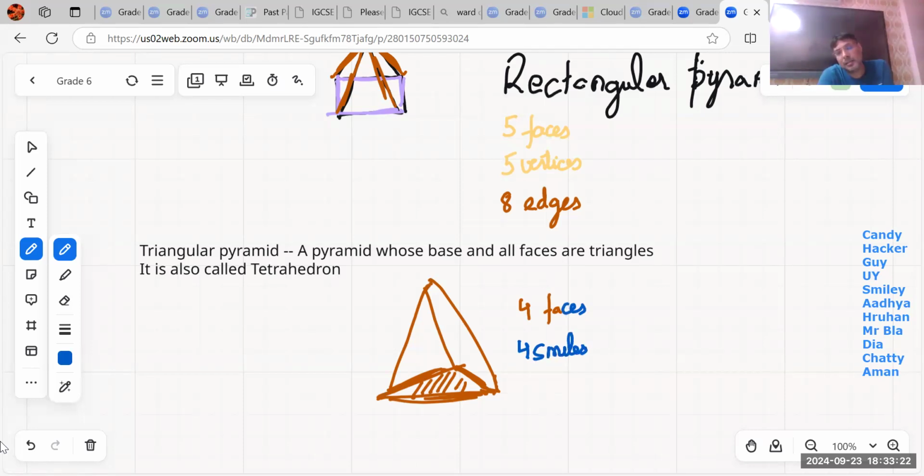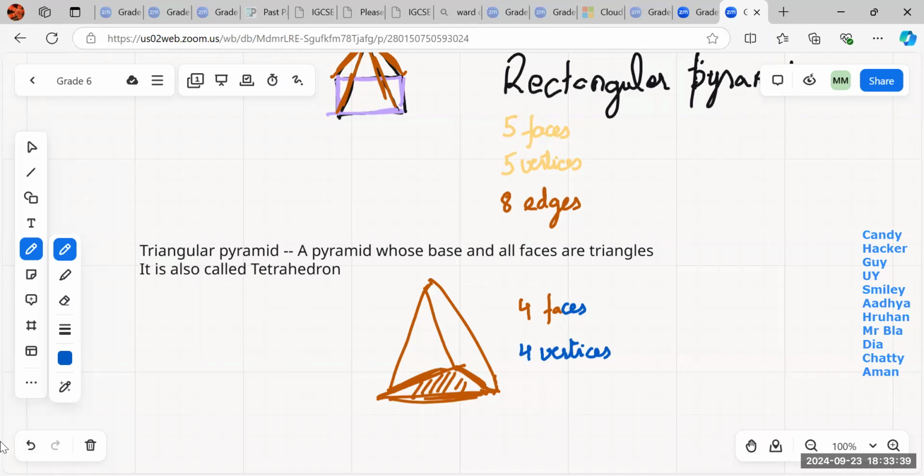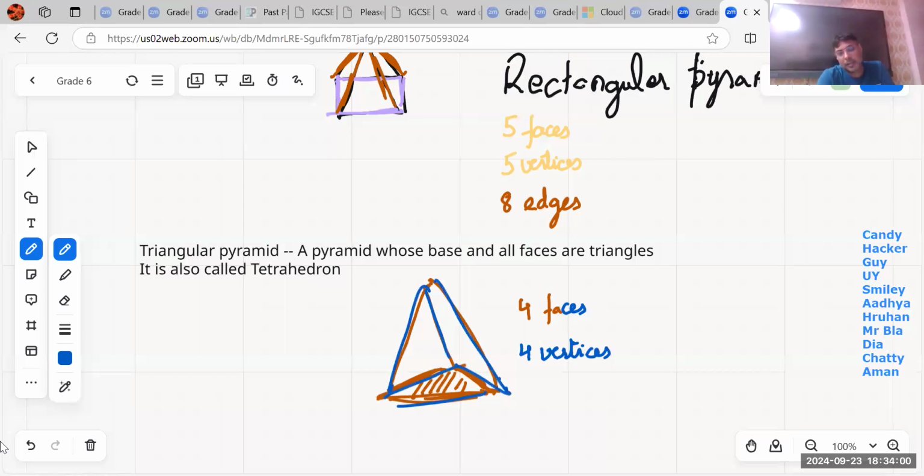Smiley, how many edges? Yes, beta, imagine. Smiley, how many edges? Yes, Adya. So 6. Very good. So 1, 2, 3, 4, 5, 6. It is called a tetrahedron. You have to remember.